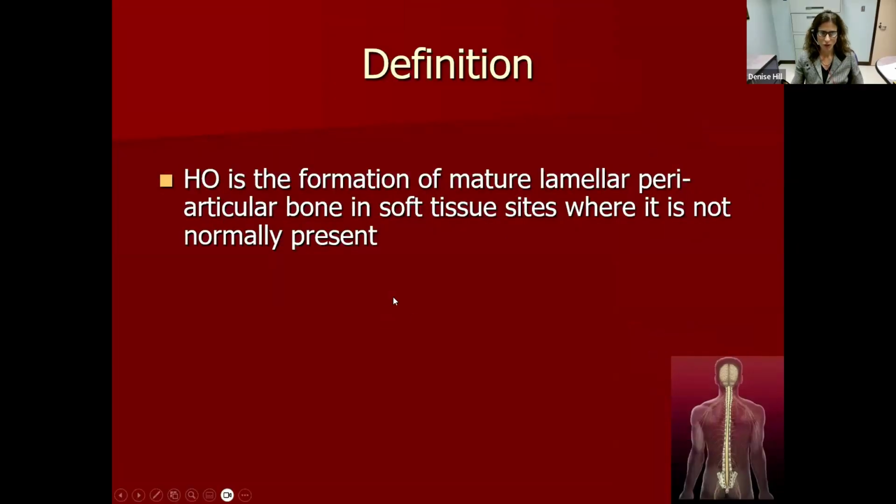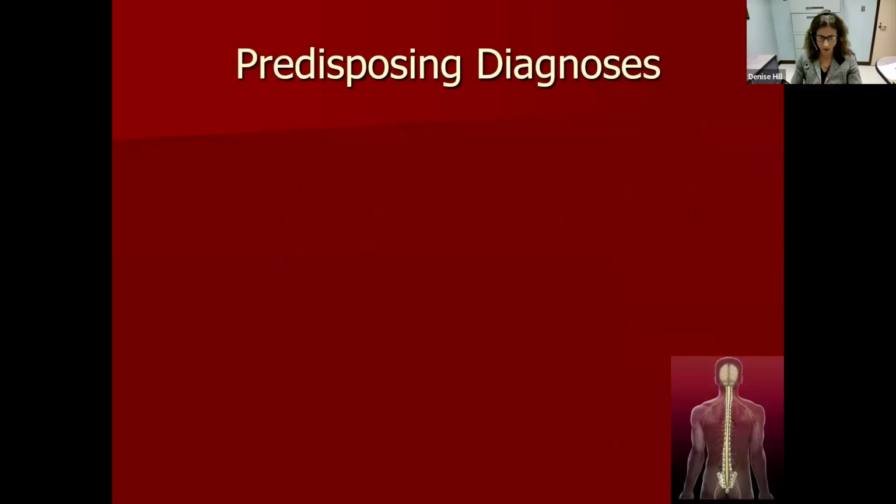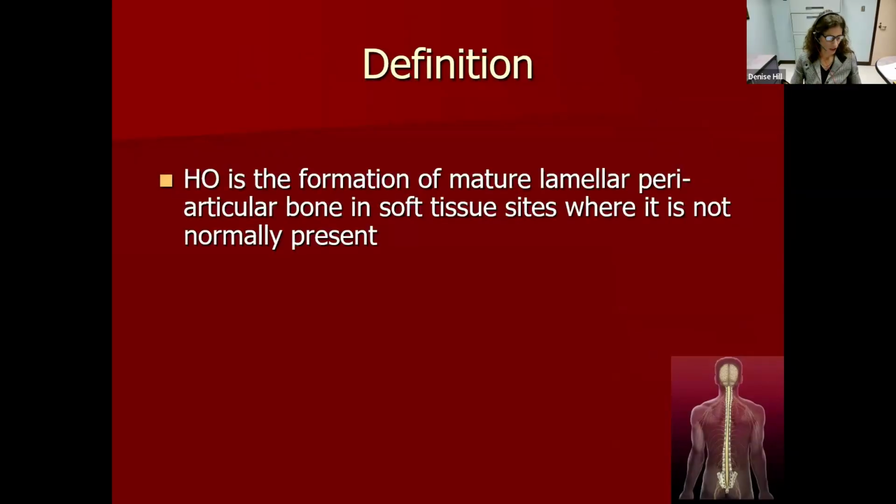So what is it? So HO, heterotopic ossification, is a formation of mature lamellar periarticular bone in soft tissue sites where it is not normally present. In this case, around the joint. But we have other basically diagnoses and names for it: myositis ossificans, ectopic bone, paraosteoarthropathy, neurogenic ossifying fibromyopathy. It's been around for a while.